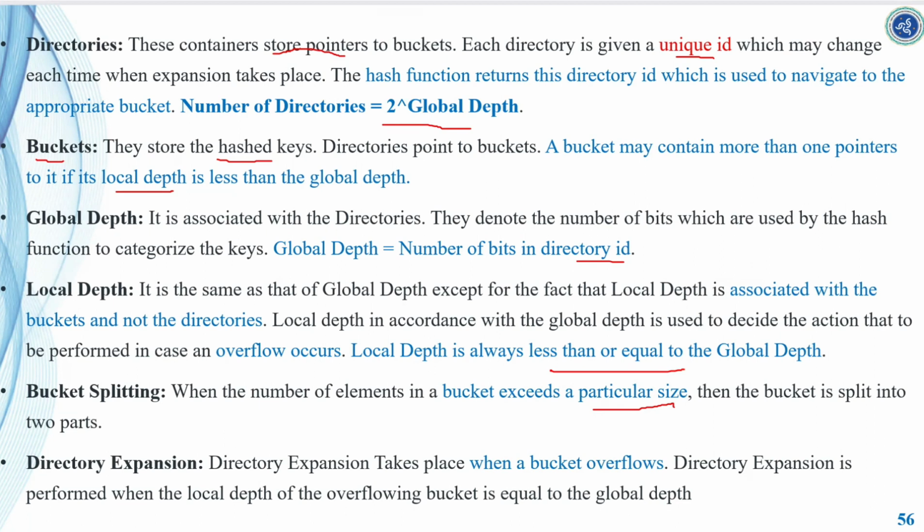And what is directory expansion? We have already seen that the unique ID will also change during the expansion. Whenever a bucket overflows, the directory expansion is performed, when the local depth of the overflowing bucket is equal to the global depth. Because if the local depth of the bucket is 2 and the global depth is also 2, then the expansion takes place. If it is less, that is, if this one is 2 and this is 3, then the expansion does not take place. This we can see in the next few slides, when we are doing an example.